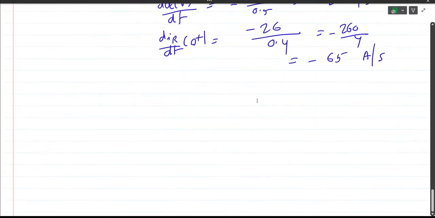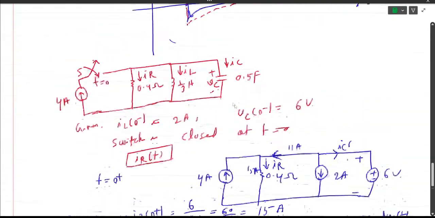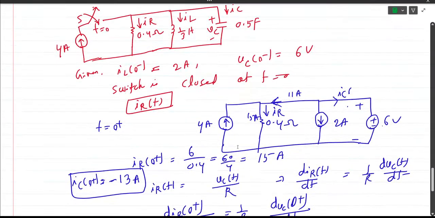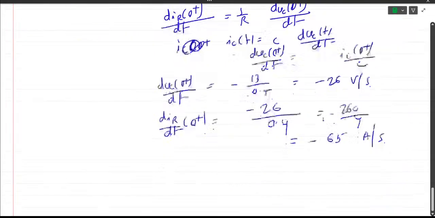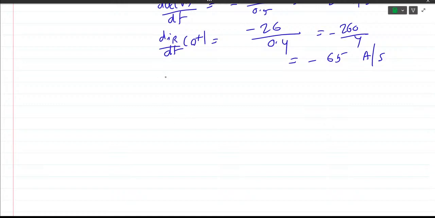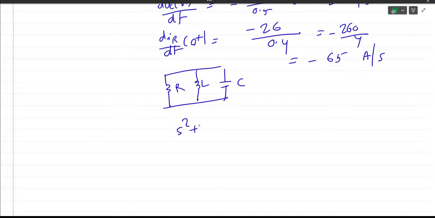So the characteristic equation, when you make the circuit source free, that means reduce the current source to 0. So it is simply a parallel circuit of R, L and C, and you know the characteristic equation of this, that is S square plus 1 upon RC S plus 1 upon LC equal to 0.